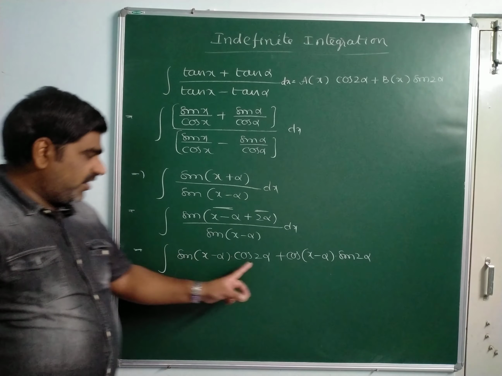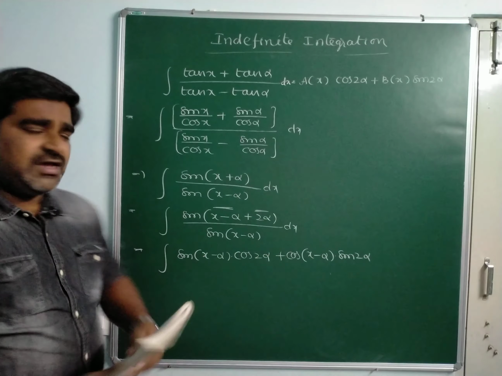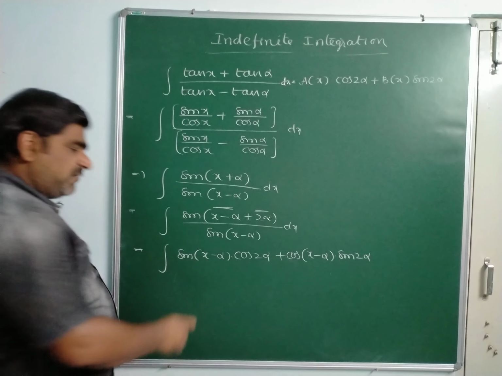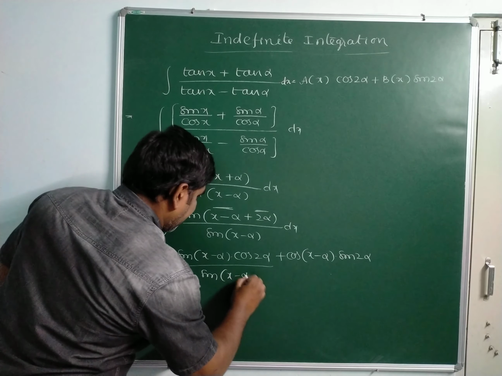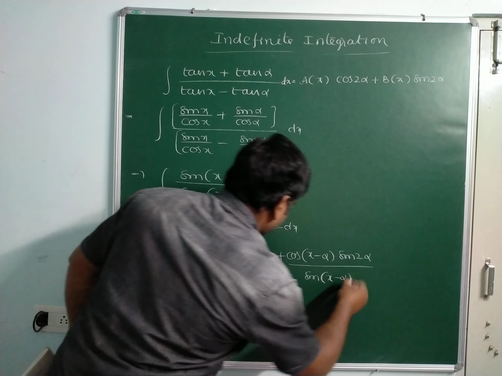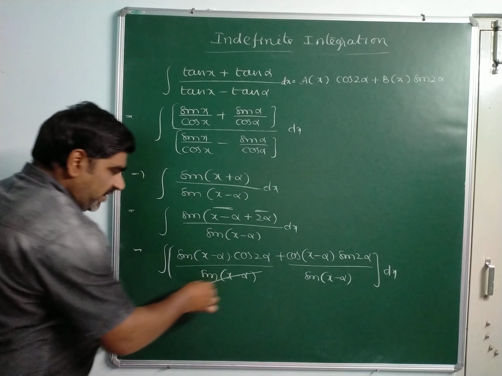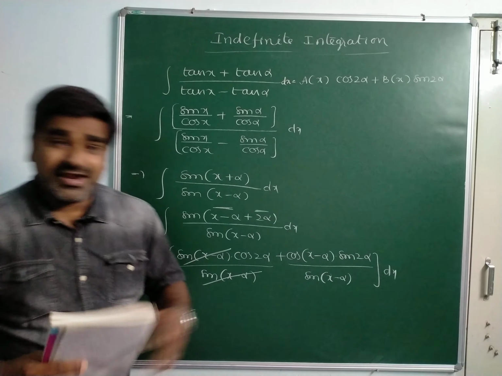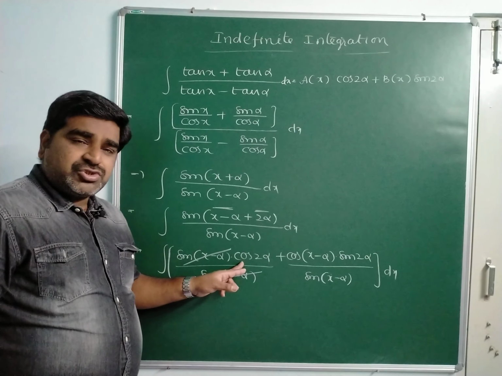Numerator formula: sin a cos b plus cos a sin b. So the integral of [sin(x minus alpha) cos 2alpha plus cos(x minus alpha) sin 2alpha] whole by sin of x minus alpha dx, I am going to split it. This is sin of x minus alpha and this is also sin of x minus alpha, whole dx. Here of course sin of x minus alpha gets cancelled, so in this term only cos 2 alpha remains.